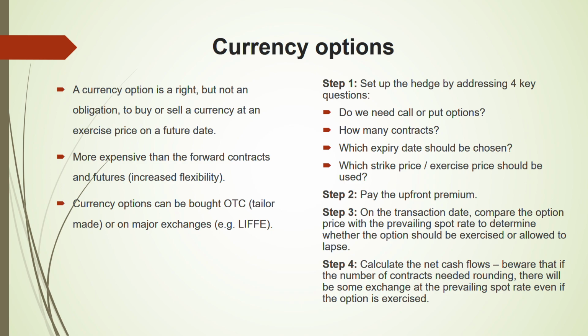Step 4. Calculate the net cash flow. Here also be careful if your number of contracts needs rounding, like for future. Then the amount that is not being hedged will be hedged using spot rate. Even if the option is exercised, you might say why can't we hedge everything under options? No, because we have used a lesser contract than what is actually required because of decimals and all. So we have rounded down. That's why we need to use spot rate. Here also calculate net cash flows. It could be a receipt, it could be a payment, but it will be in your home currency only, local currency, after you have converted from foreign currency.